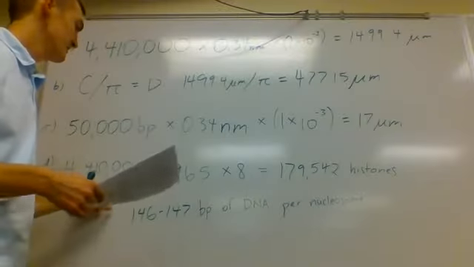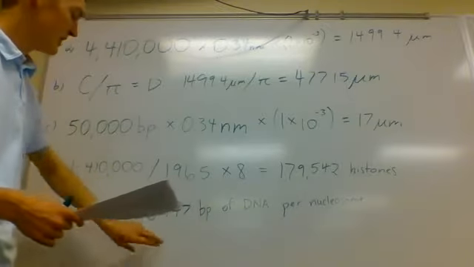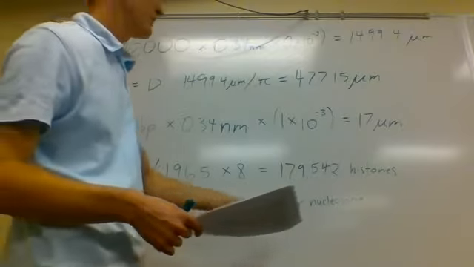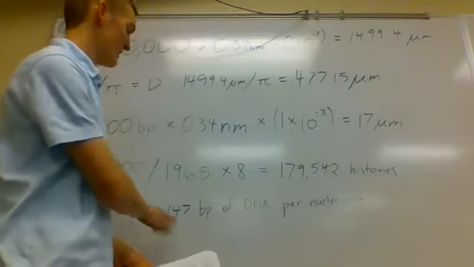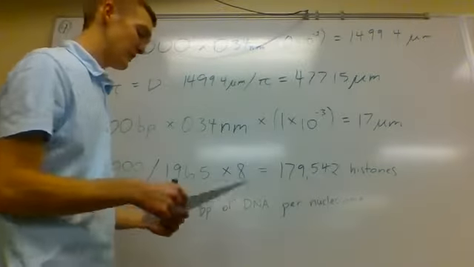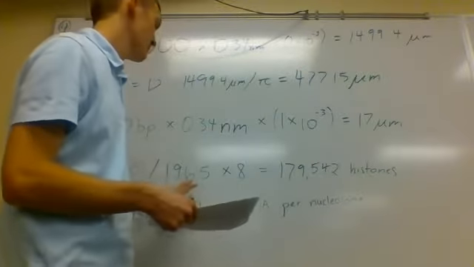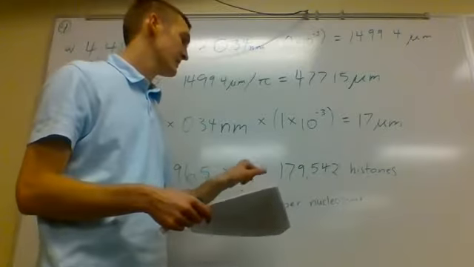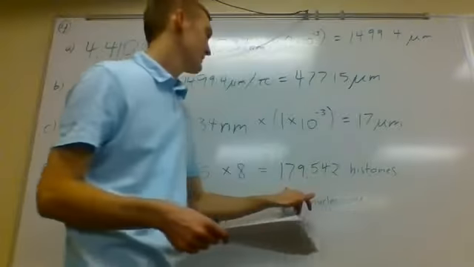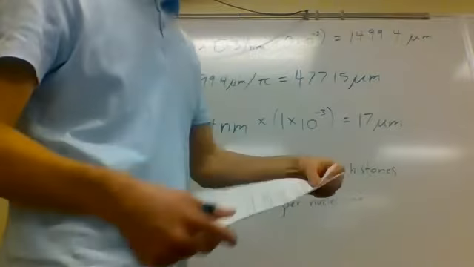And how many histones are found? We can take this number of base pairs, divided by 196.5, and get that number because there's 146 to 147 base pairs of DNA per nucleosome, and so we kind of round it into 146.5, and then we add 50 because there are 50 base pairs in between each nucleosome. And then you times by 8, because that's how many histones are in each nucleosome, and then we get 179,542 histones.